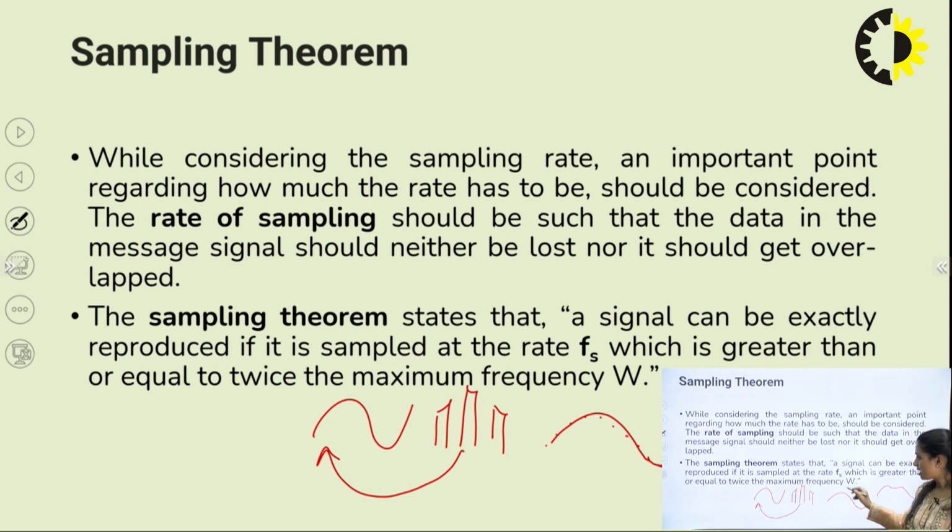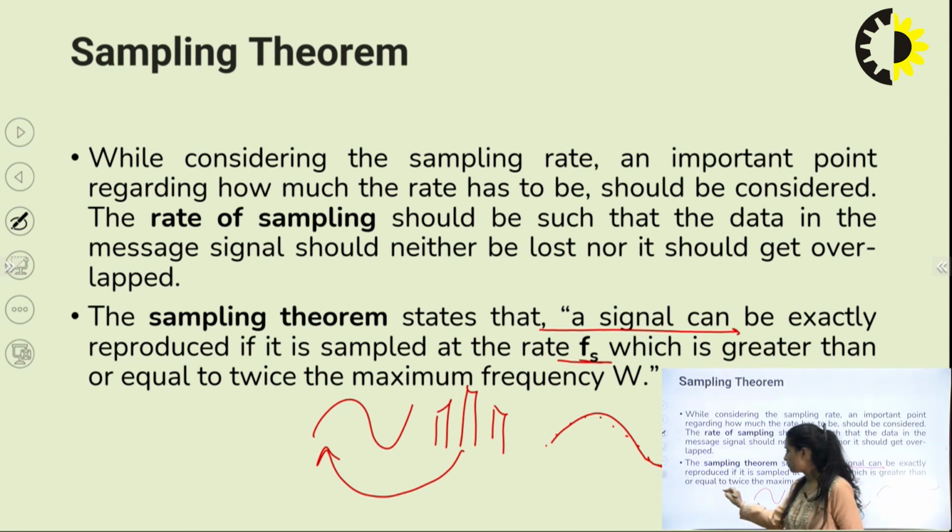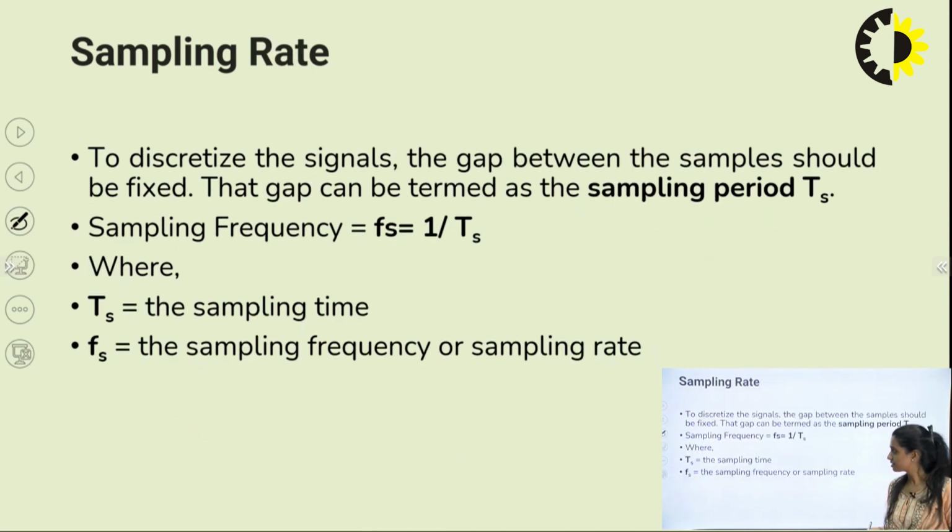So there has to be a rule that will define how many samples I should take for what frequency of message. So the sampling theorem states that a signal can be exactly reproduced if it is sampled at a rate fs which is greater than or equal to twice the maximum frequency. The sampling theorem says my fs must be greater than or equal to twice W, where W is my message bandwidth. Let's see.